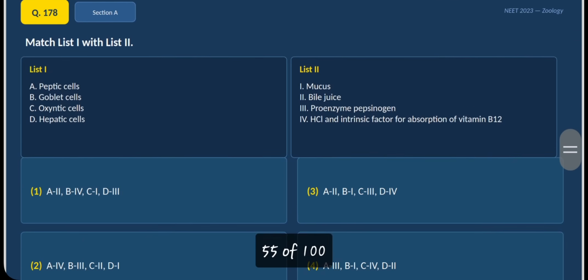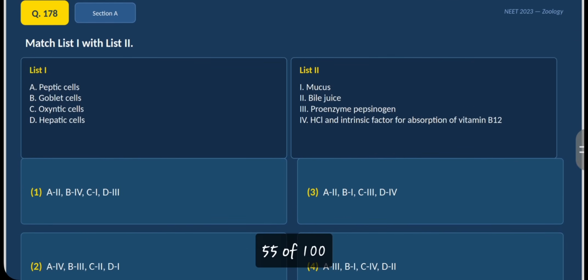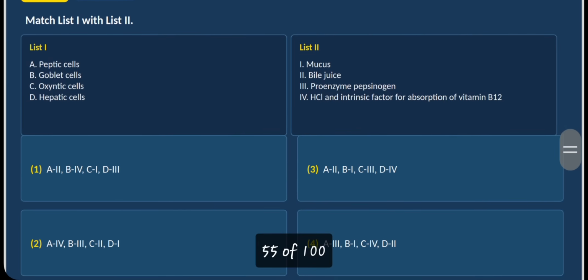Next one, this is more from the digestive system topic. Peptic cells, goblet cells. Goblet cells secrete mucus. So B1, wherever it is having that option, we have to see. Third and fourth are having goblet cells secreting mucus. Hepatic cells, you should remember, is bile juice. So B1, D2. Which option is having B1 and D2? So fourth option is going to be correct.